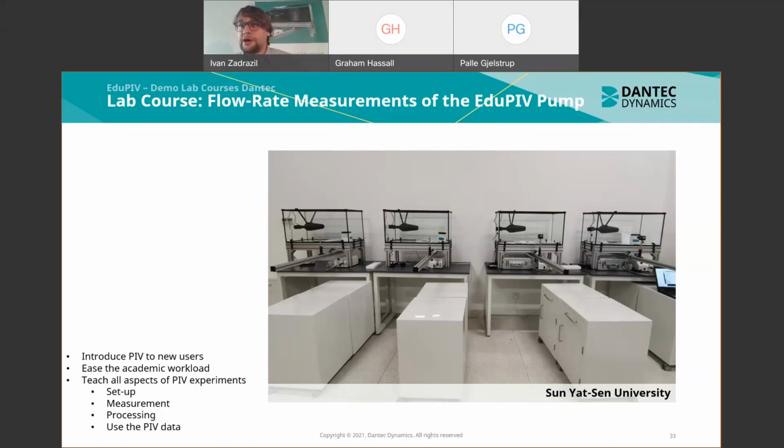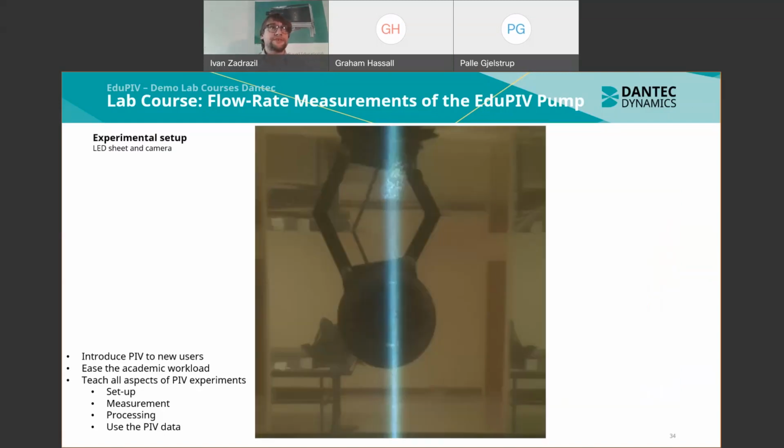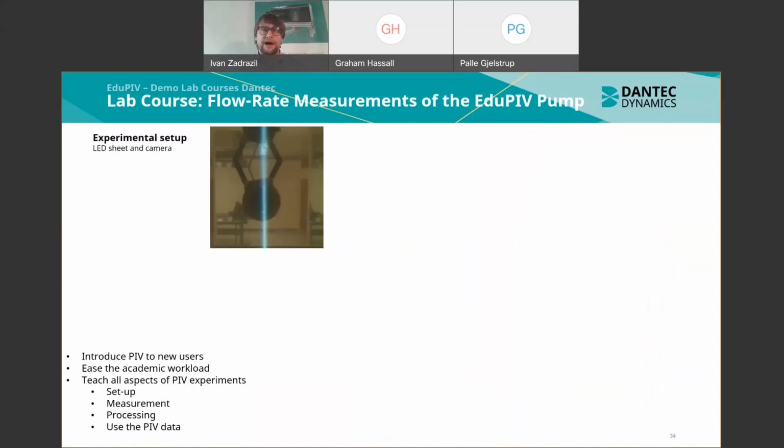And on this image, you can see the Edu PIV Fluid Dynamics lab with 4 Edu PIV systems in Sun Yat-sen University. In the first step, we have an experimental setup. So this is the adjustment of the LED sheet and focusing of the camera onto the particles.